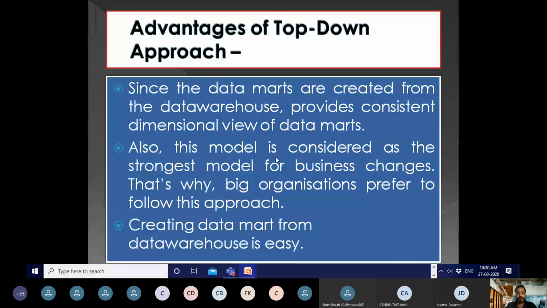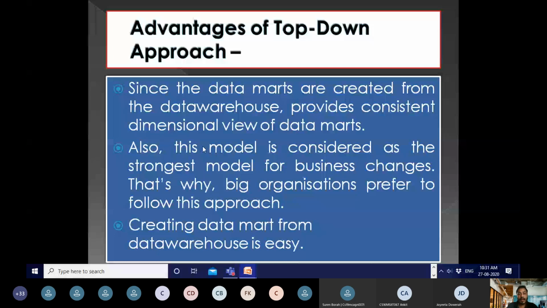Okay. Then next, it says that this model is considered the strongest model for business changes. And that's why many big organizations prefer this approach. And you all know that creating a data mart from the data warehouse in this case is very easy because you already have the multi-dimensional view of those data, right? So that is the advantage of the top-down approach. Did you understand this?